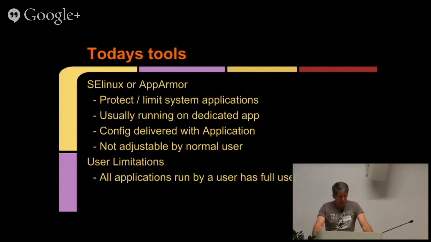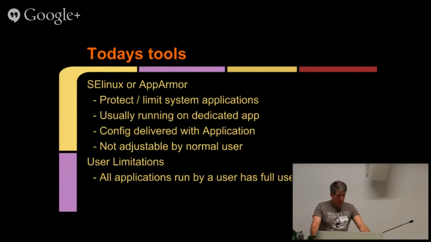The tools we have today to isolate applications and limit the damage a hack on one application can do to the rest of your system are pretty much SELinux and AppArmor. But these are designed more to be at a system level, not at a user level. So they're usually running on a dedicated app rather than an individual person running their own word processor or a browser. They're difficult to configure, and the configuration is usually delivered as part of that app, not something that your normal user can fiddle with.